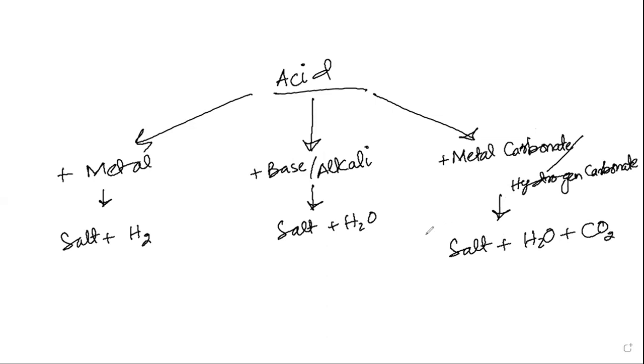So I guess this is pretty easy to memorize, and the examples are too. And if you know the basics of how a salt is formed, the negative part comes from the parent acid, the positive part comes from either the metal, base, alkali, carbonate, or hydrogen carbonate, you would always be able to form the correct salt.